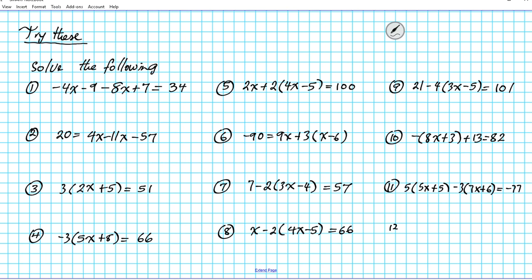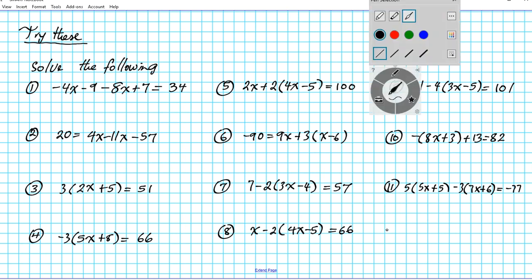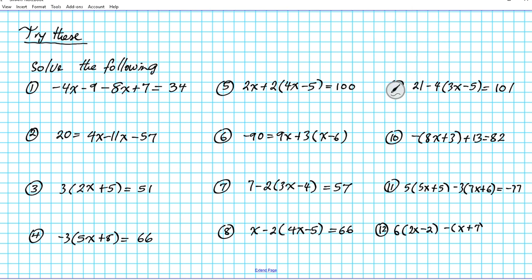And then lastly, number 12, let's say you have 6 times the quantity 2x minus 2 minus x plus 7 equals negative 87. Alright, go ahead and pause this video presentation and try out these 12 problems. When you're done, click back on the play button in order to see what the correct answers are.